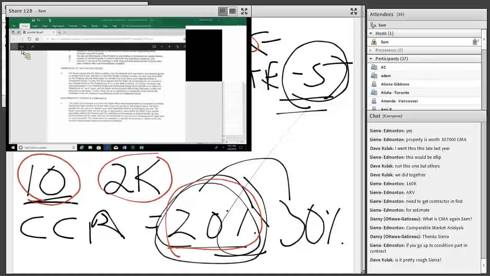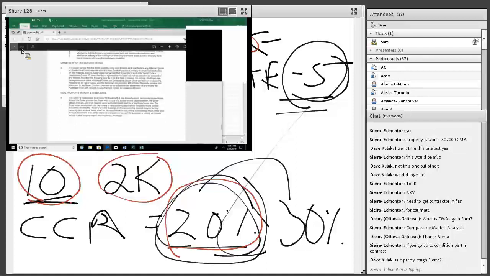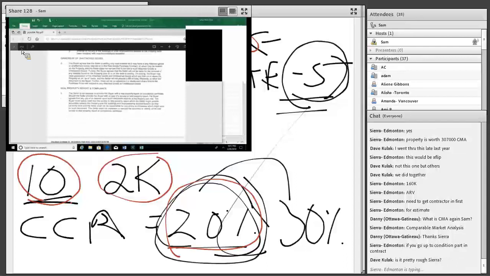On closing, the buyer may have possession of the attached goods and unattached goods. So that's what chattel is, unattached goods. The seller is not required to provide the buyer with any real property report or compliance certificate. Should the seller provide the buyer with a copy of the survey or real property report, the buyer agrees that the use of or reliance on such document shall be at the buyer's own risk.